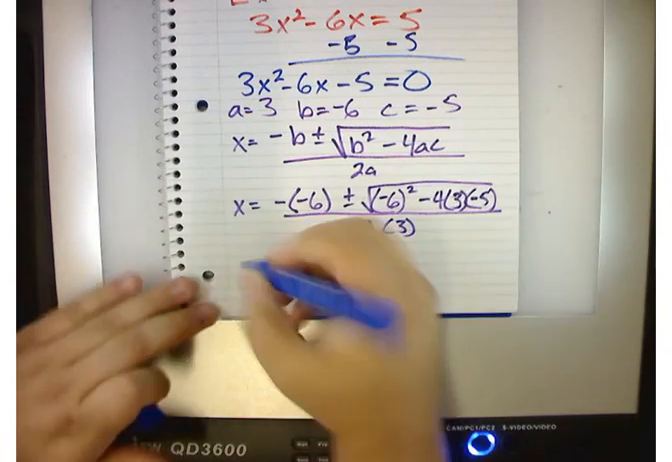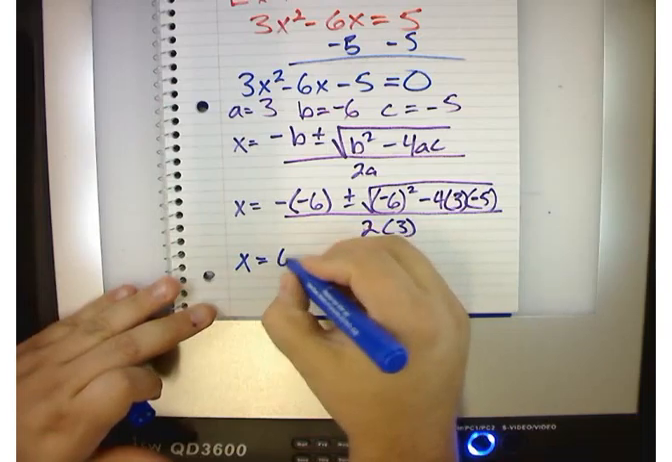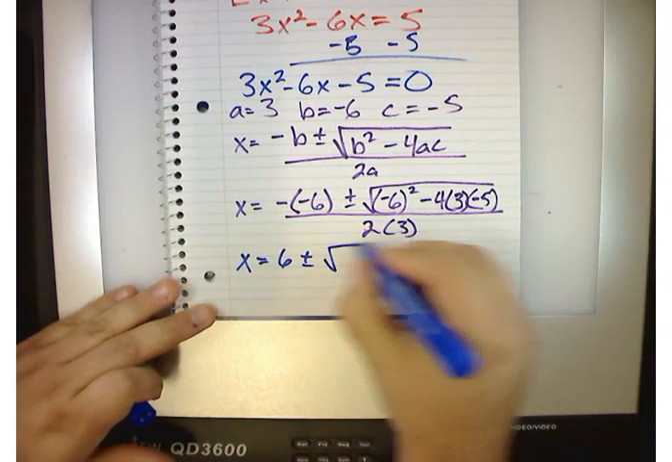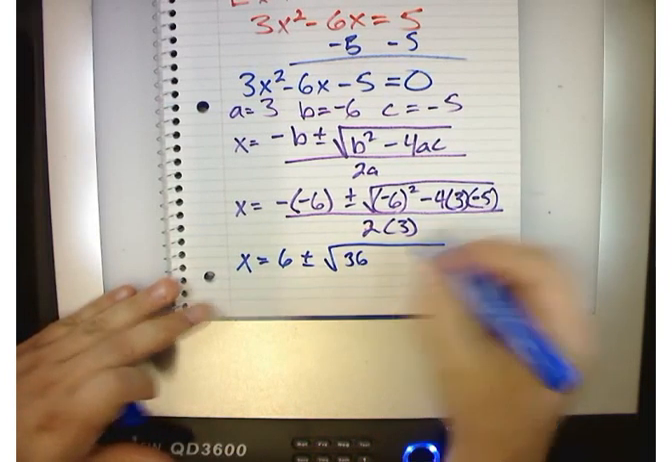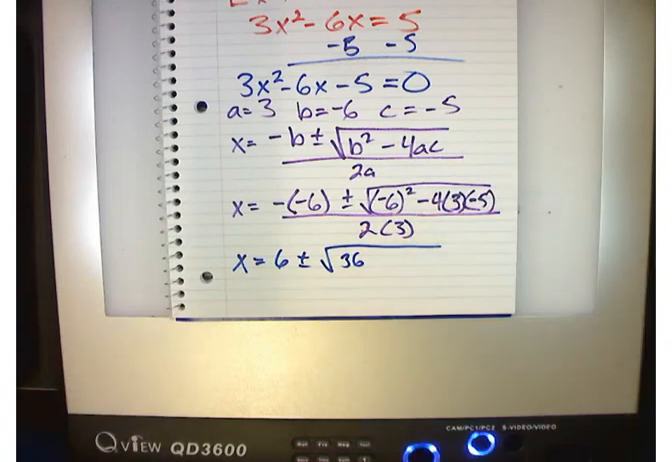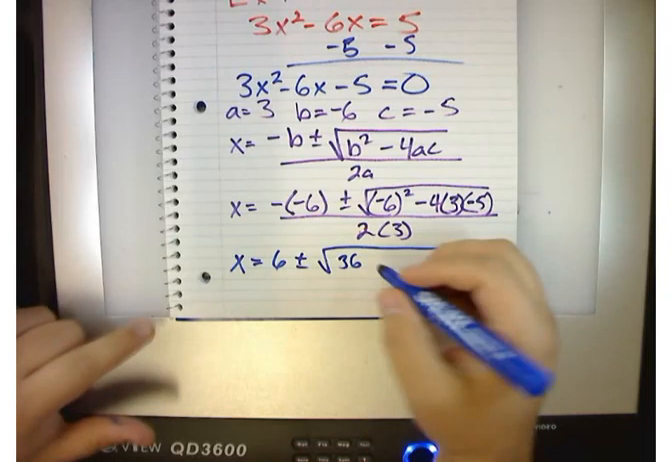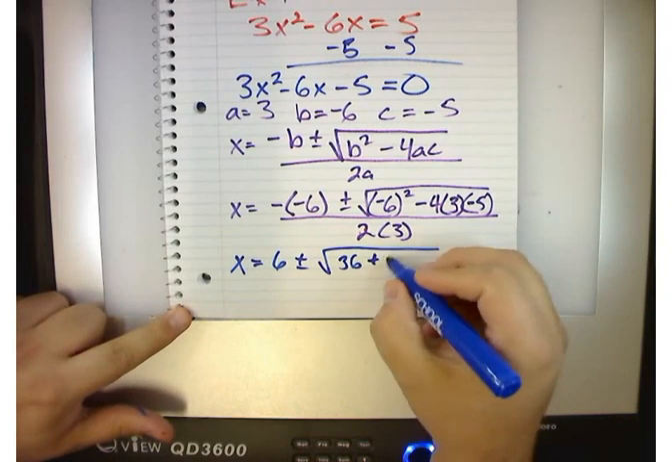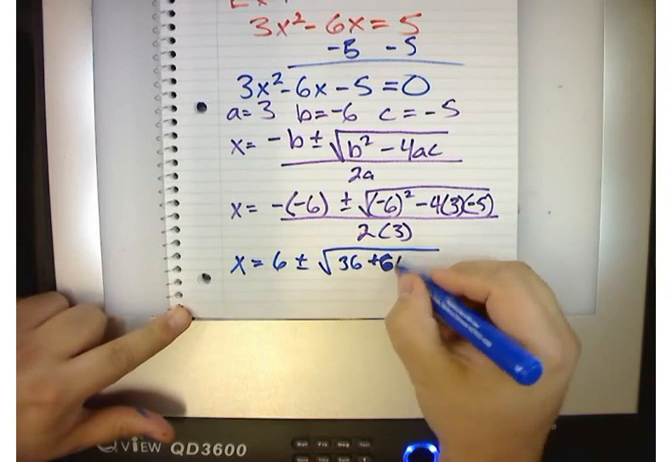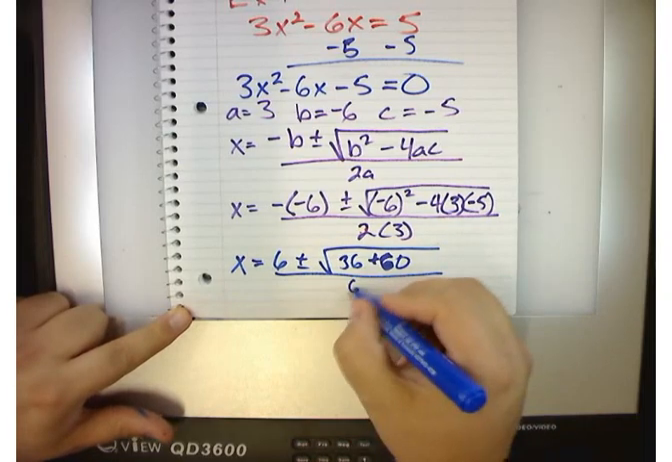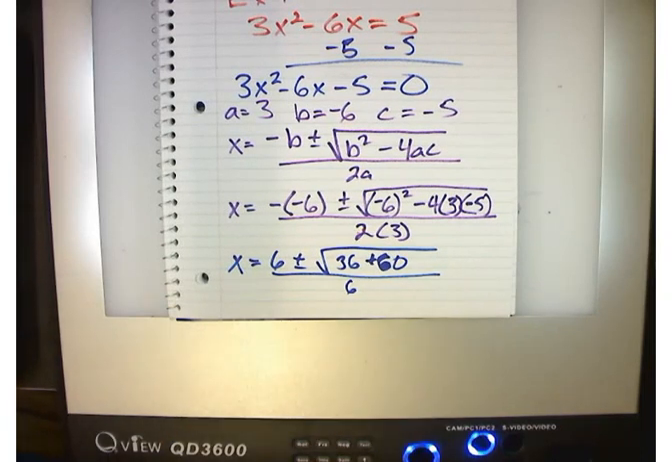So now the next step would be x is equal to positive 6 plus or minus the square root of 36, and then 4 times 5 is 20 times 3 is 60. A negative times a negative is a positive, so this would be a positive 60, all over 6. Man, that's a lot of writing.